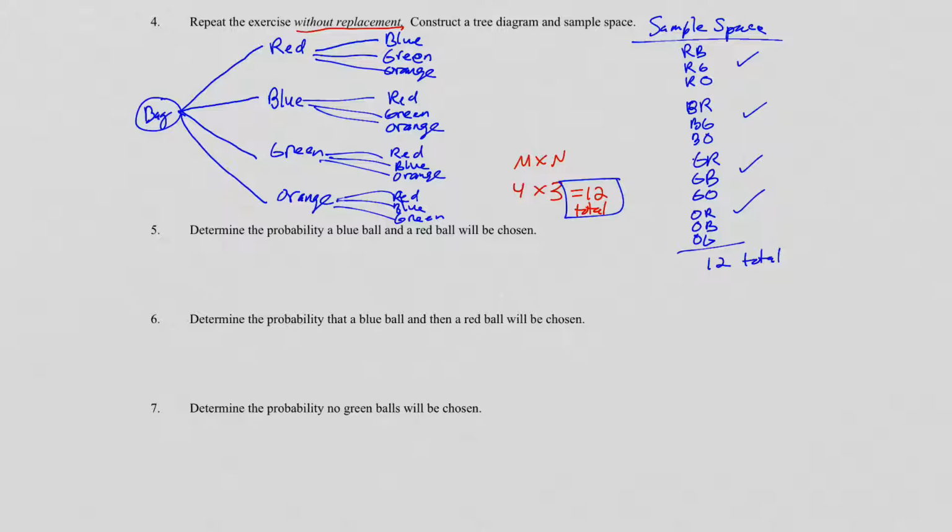All right, so determine the probability a blue ball and a red ball will be chosen. So that means I could have a BR or an RB, and that happens there and there. That's 2. So this is going to be 2 out of the 12, and then you can reduce it by dividing by 2.